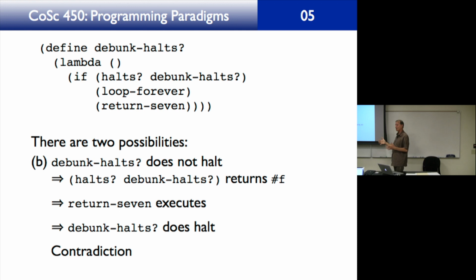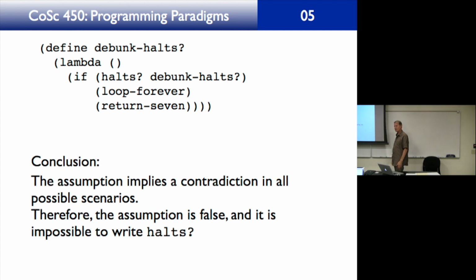So no matter what the two possibilities are, we have a contradiction. So therefore, the conclusion: the assumption implies a contradiction in all possible scenarios. Therefore, the assumption is false, and it is impossible to write halts.